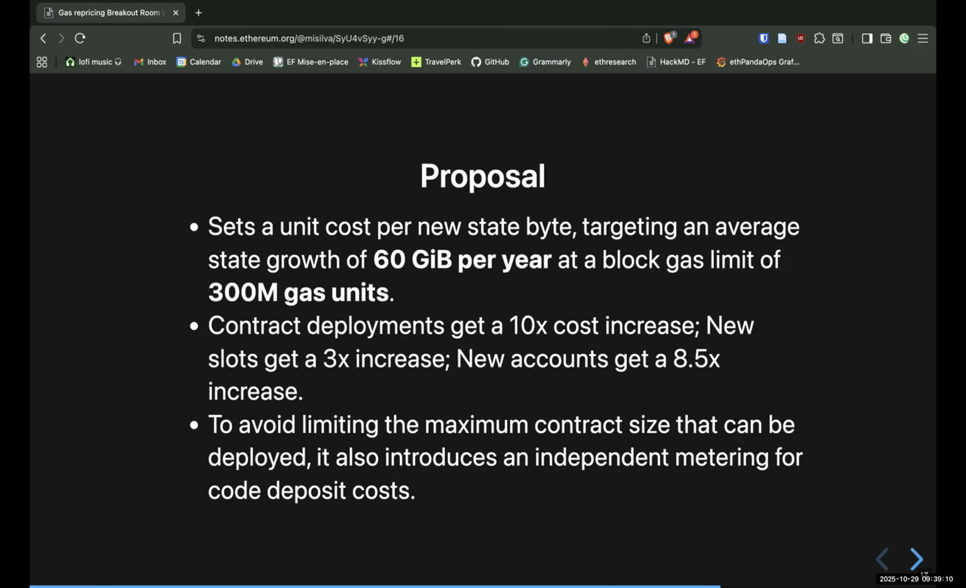And there's a caveat here: because contract deployments are now so much more expensive, we are decoupling the limit on the size of the contract you can deploy from the transaction limit. Fusaka has this 60 million gas unit limit for a transaction. A single transaction cannot use more than that. With that limit and this pricing, we would only be able to deploy a 6 KB contract, a very small contract. And so for that, this proposal is also introducing an independent metering for the code deposit cost. So it's a simple version of multidimensional metering, essentially.